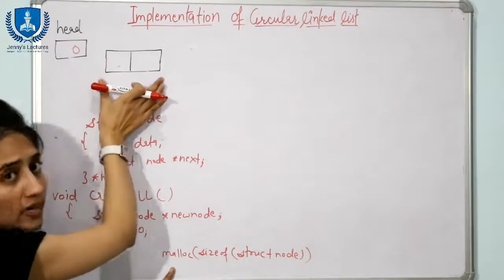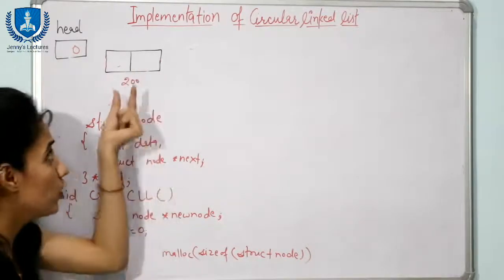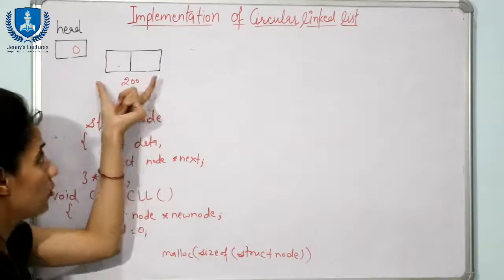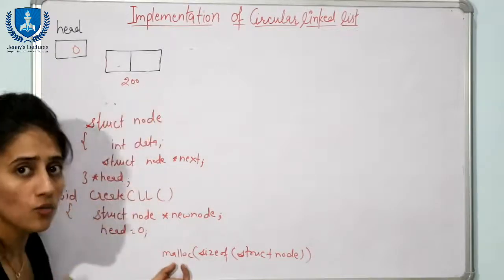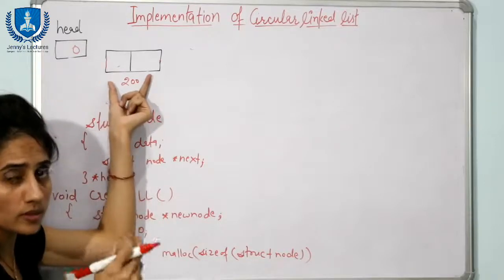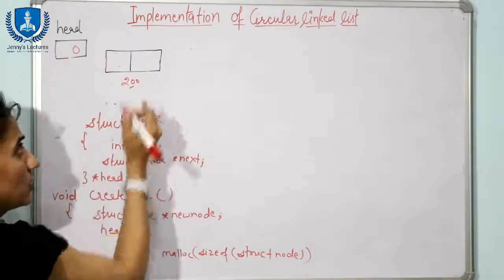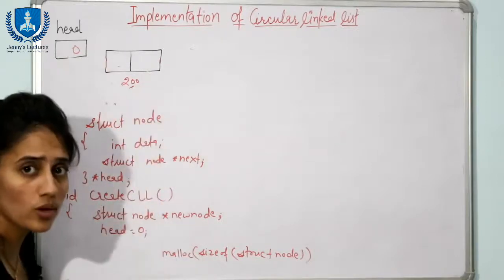This is the block of 8 bytes, and suppose the address of the starting byte is 200, right? So this block has been allocated. Now malloc will return the pointer to this node. You can say the pointer to the starting address of this node, that is, malloc will return this 200. So we are going to store this 200.